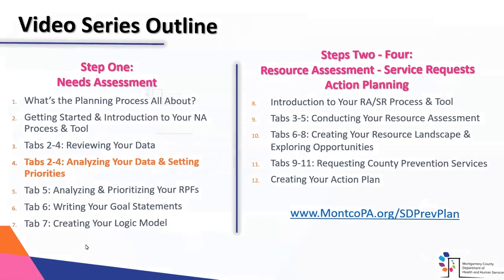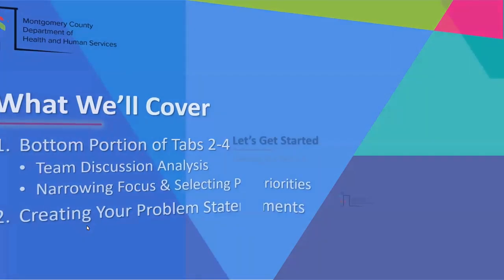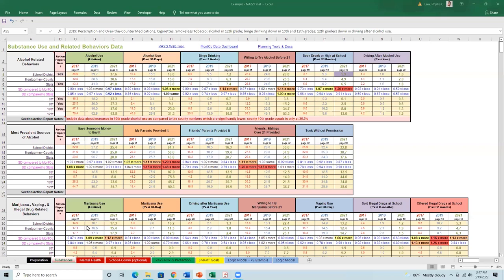And while we're together, we'll be covering the bottom portion of tabs 2 through 4. You would have already worked through the top portion of those tabs. And then the bottom, you'll be doing a team discussion and analyzing your data, which will help you narrow your focus and select your priorities. When you're finished with that part of the work, we'll talk a little bit about creating problem statements over in the goals tab of your tool. So let's get started and jump right into your tool.